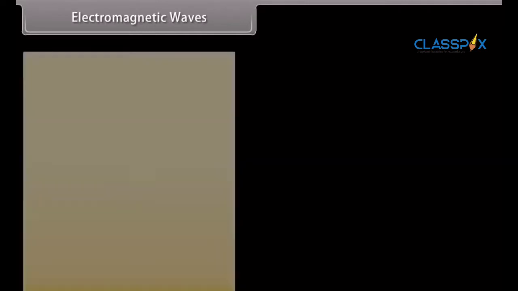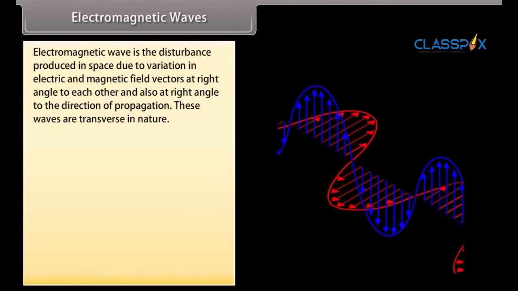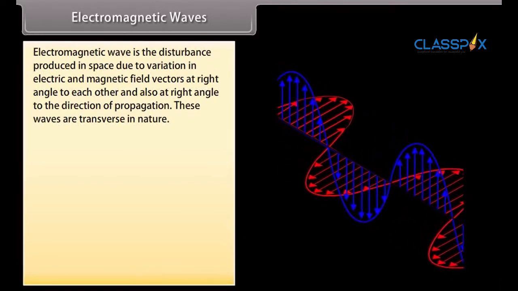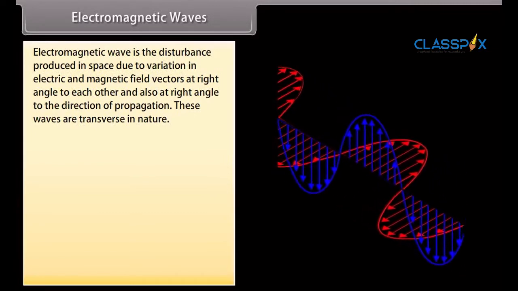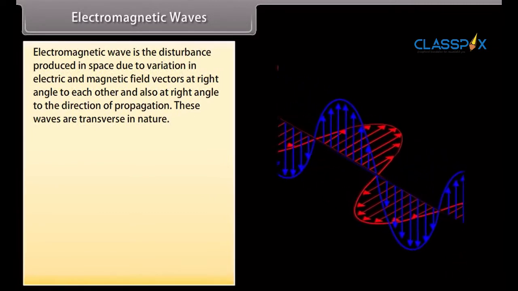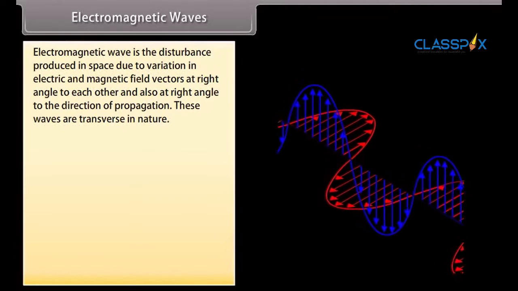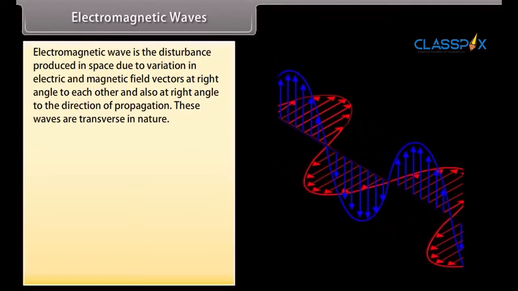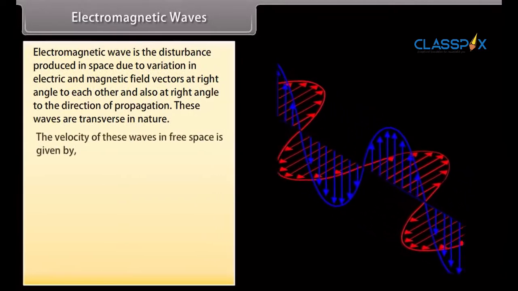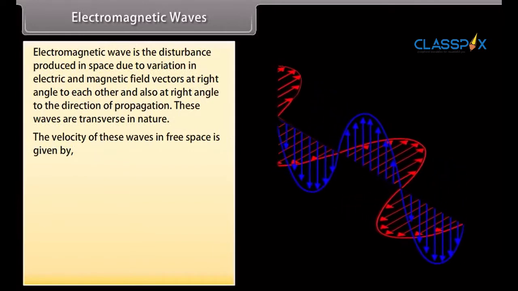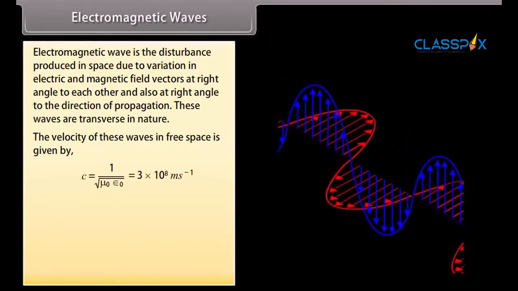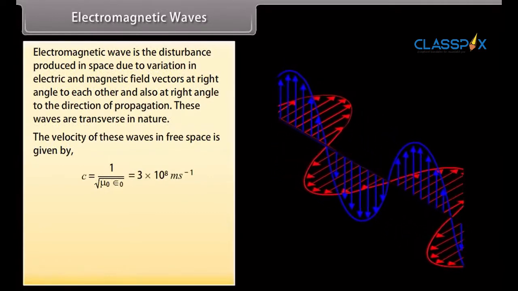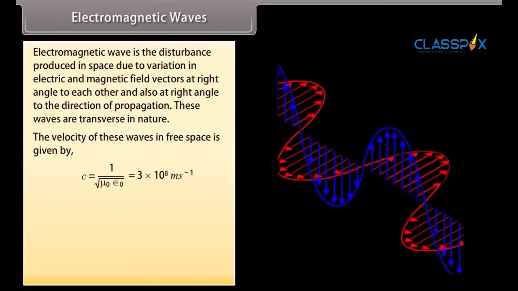Electromagnetic waves. An electromagnetic wave is the disturbance produced in space due to variation in electric and magnetic field vectors at right angles to each other and also at right angles to the direction of propagation. These waves are transverse in nature. The velocity of these waves in free space is equal to the velocity of light, which is 3 into 10 raised to the power 8 meters per second.